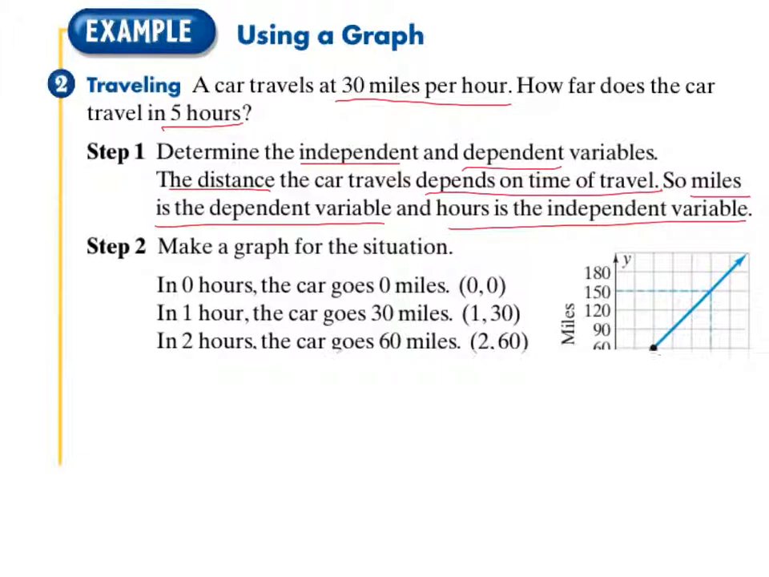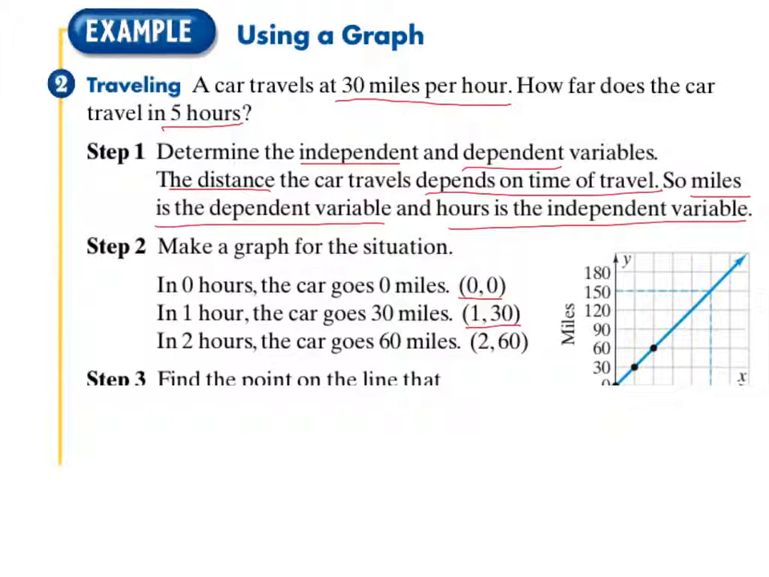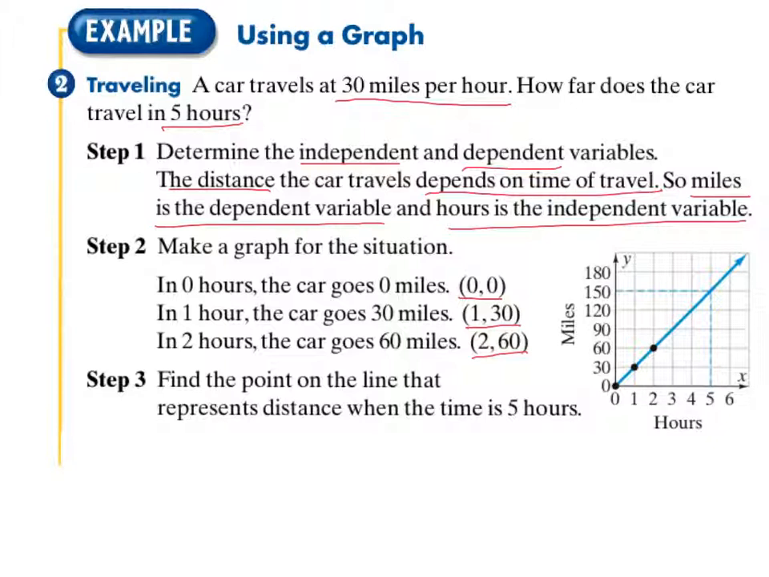Then we're going to make a graph of the situation. So in 0 hours, the car obviously goes 0 miles, so (0, 0). Then in 1 hour, the car goes 30 miles, so (1, 30). So in 2 hours, the car will go 60 miles, so (2, 60). So we would make our line and then just follow the line until we find where it hits 5. So at 5, it hits 150. So in 5 hours, the car travels 150 miles.